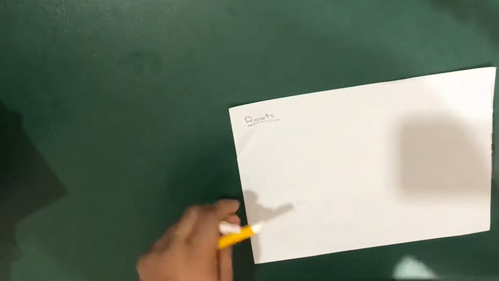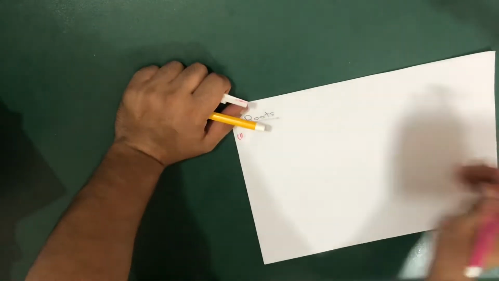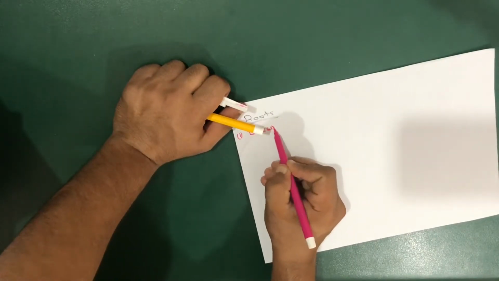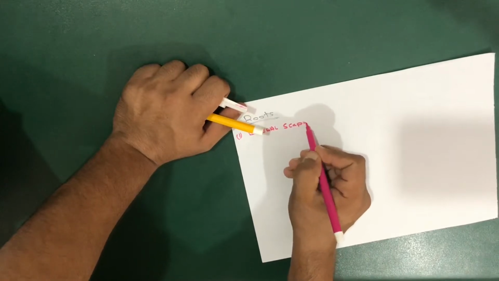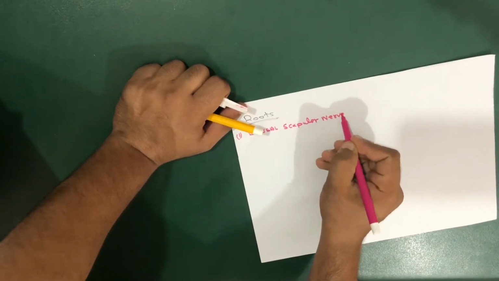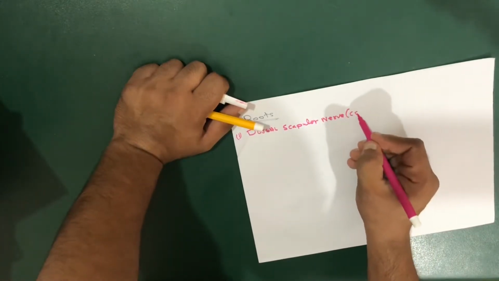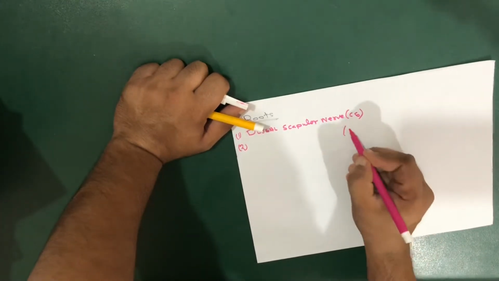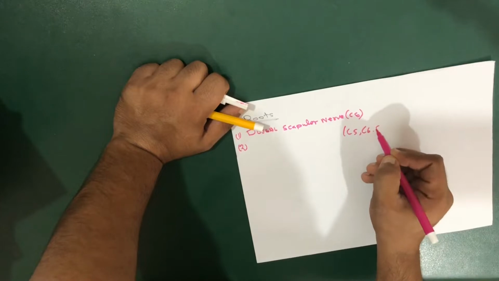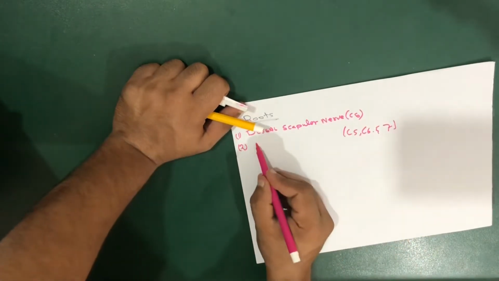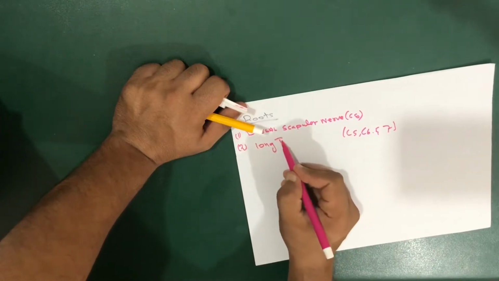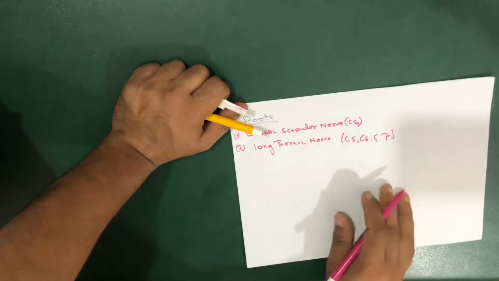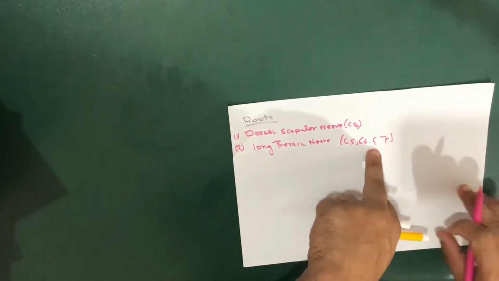So from roots, we have got two branches. There is one which is called the dorsal scapular nerve, which actually arises from the C5. All right, and again another branch arises from the roots C5, C6, and C7, which is called the long thoracic nerve. Remember this one, this is very important. Long thoracic nerve arises from the roots of C5, C6, and C7.